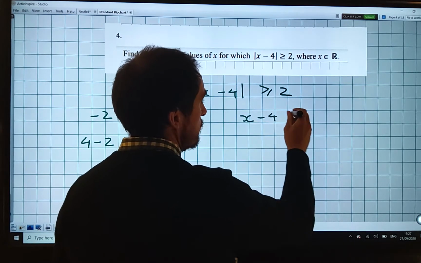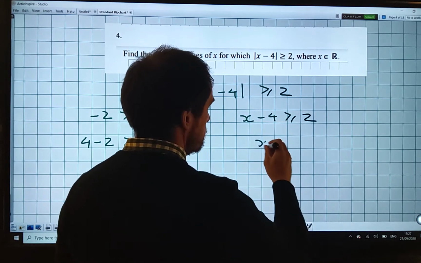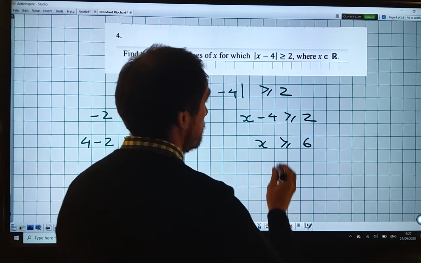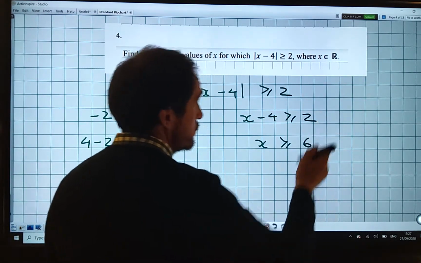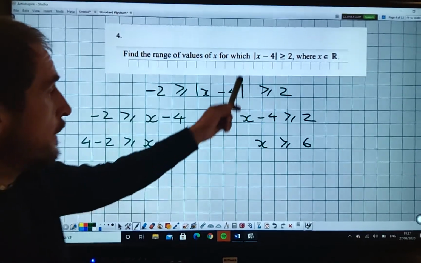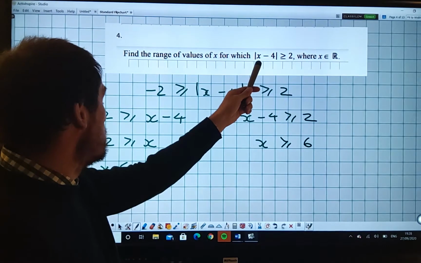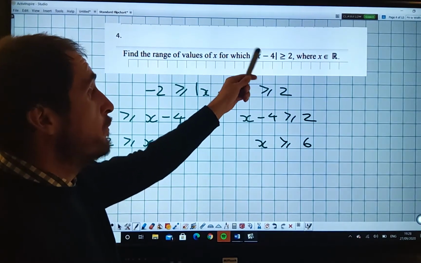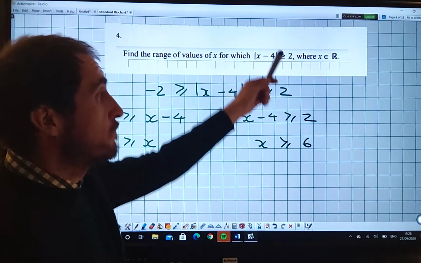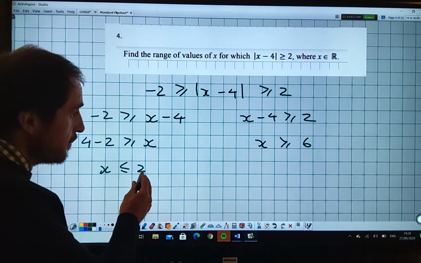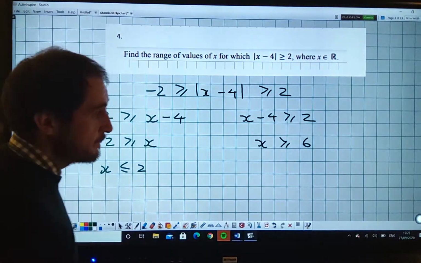x minus 4 is greater or equal than 2. So x is greater or equal than 6. Okay? Because 2 plus 4. Now, if you think about it, 6 minus 4 is 2. 7 minus 4 is 3, 3 bigger than 2. So basically, you have your values here. So x is less than or equal to 2 or greater or equal to 6.